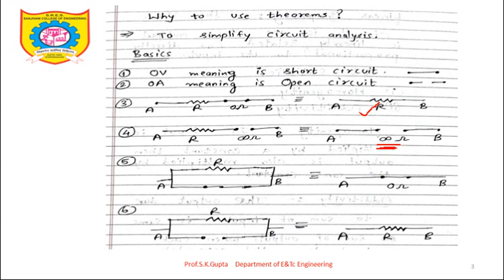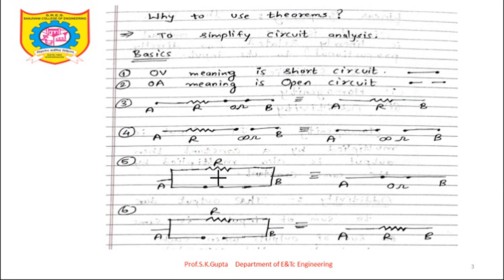Fifth one, a resistance R is connected in parallel with a short circuit. So the resultant comes out as a short circuit. This resistance loses its significance. Whatever is the value of this resistance, if it is connected in parallel with a short circuit branch, I will get one short circuit.